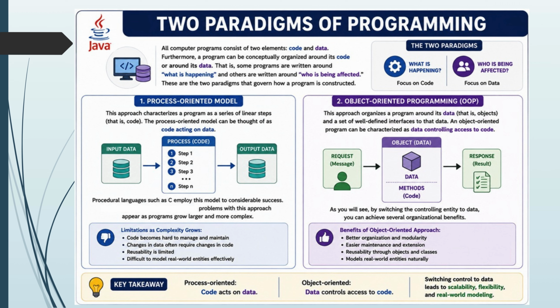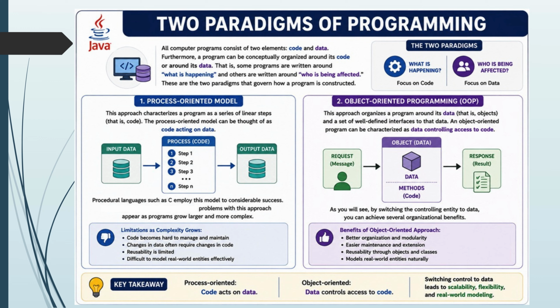However, problems with this approach appear as programs grow larger and more complex. Limitations as complexity grows: code becomes hard to manage and maintain. Changes in data often require changes in code. Reusability is limited. It is difficult to model real-world entities effectively.